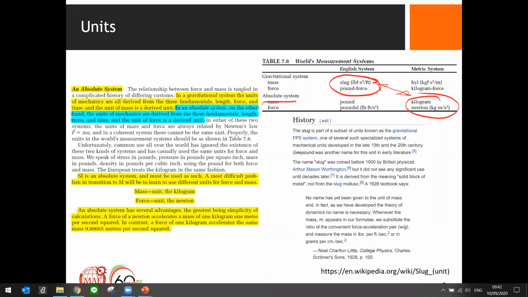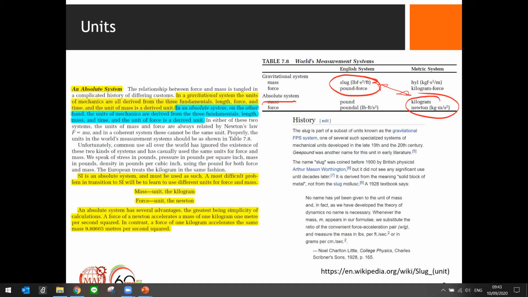Okay. If you have a scientific question asking you to calculate in the English system, you need to keep in mind that mass would be slug, it's not pound, right? And force would be pound force. And the meaning of slug is very, very interesting. I put it over here if you want to study further.